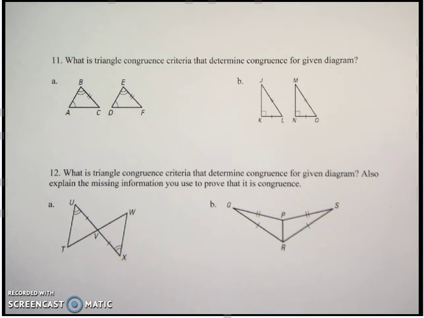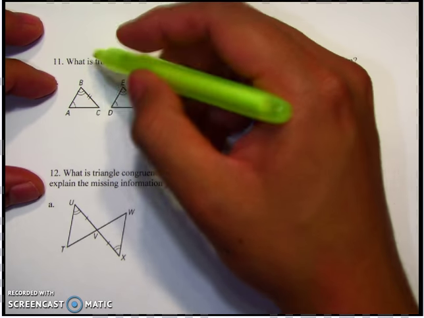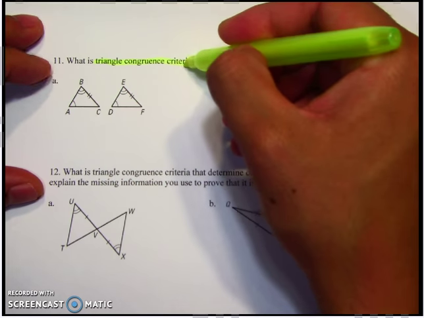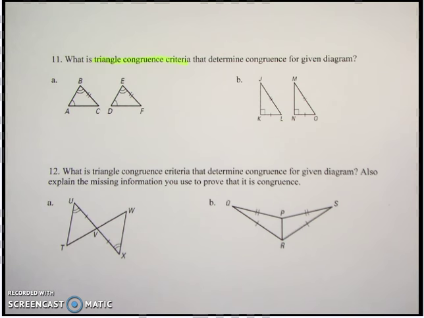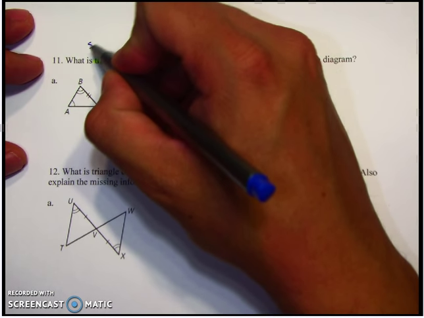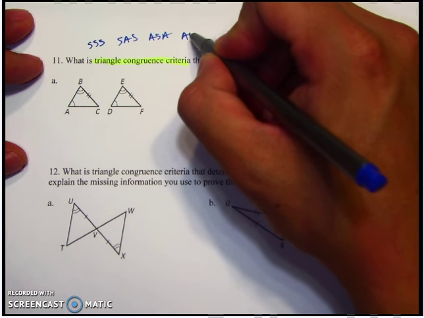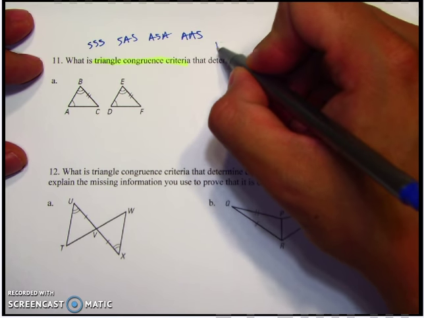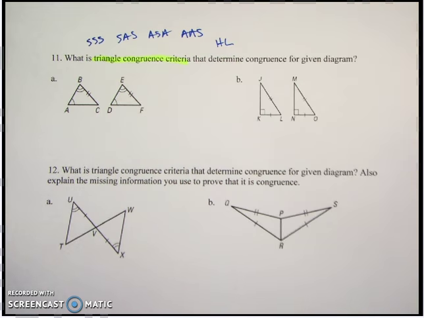Let's take a look at number 11. They ask you a triangle congruent criteria. You want to know what it is. So remember, you have four of them: side, side, side; side, angle, side; angle, side, angle; angle, angle, side; and in special case, HL. If none of them matches, then there'll be not enough information or it cannot be done.